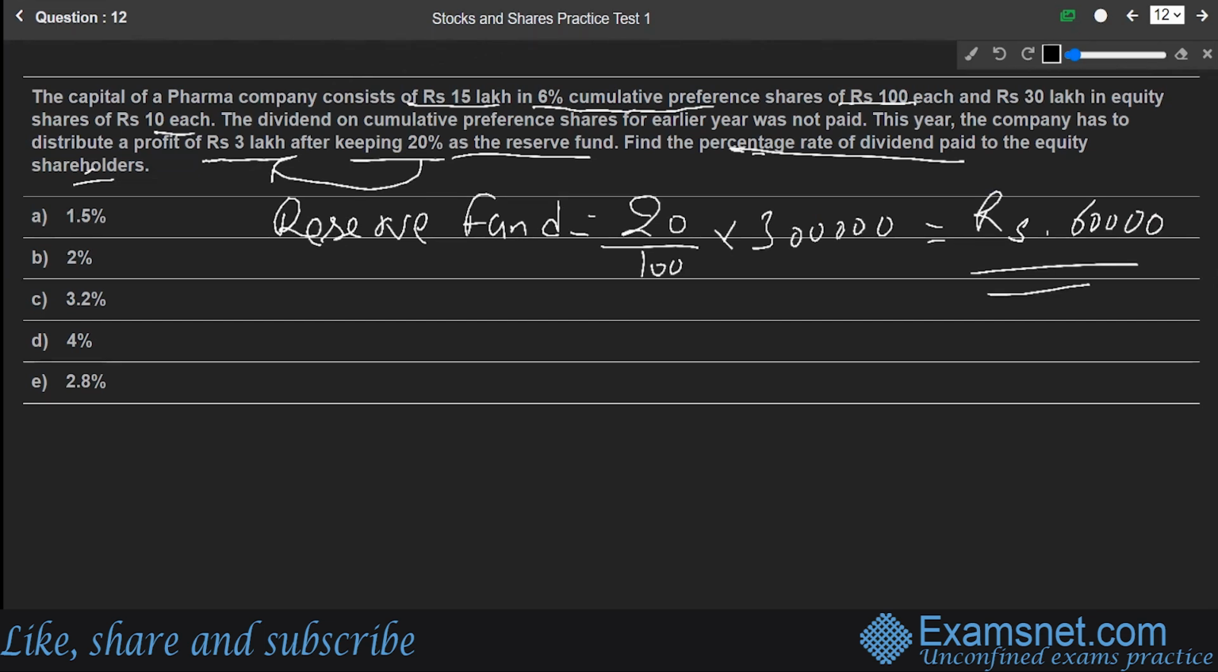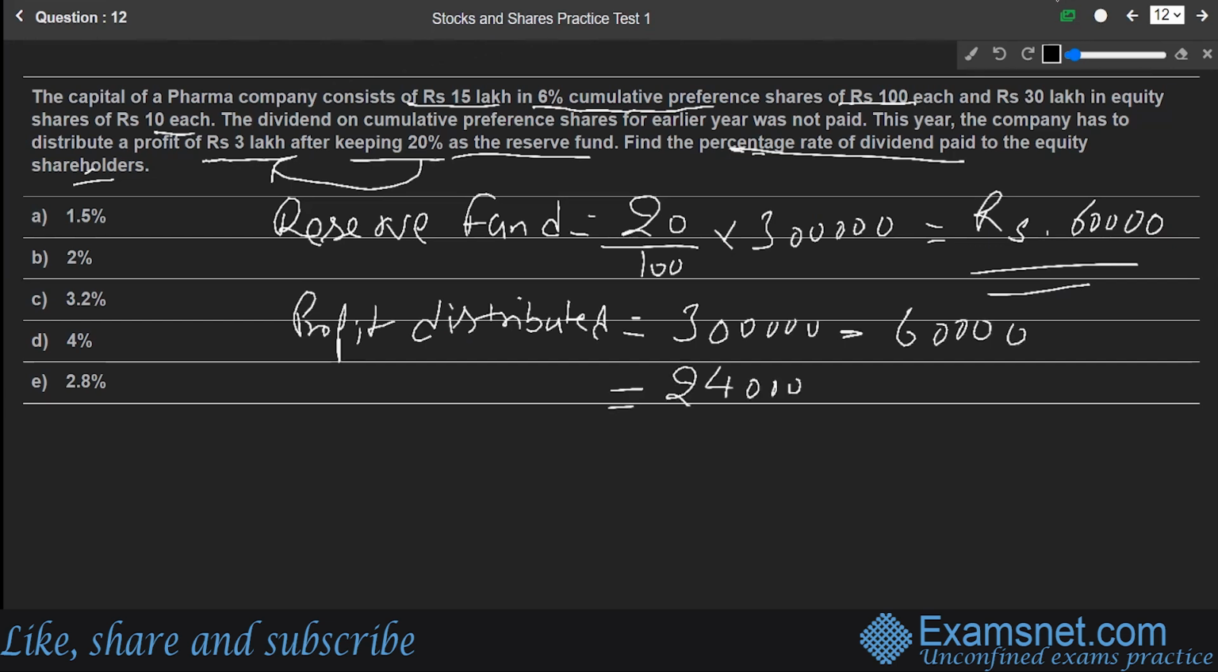So how much is to be distributed? So let us find out the profit distributed. How much is the profit to be distributed? That is the remaining part out of the total, which was 3 lakh, minus how much is to be kept with the company, 60,000. If you subtract, this comes out to be 2,40,000. So this much is the profit that is to be distributed between two stakeholders.